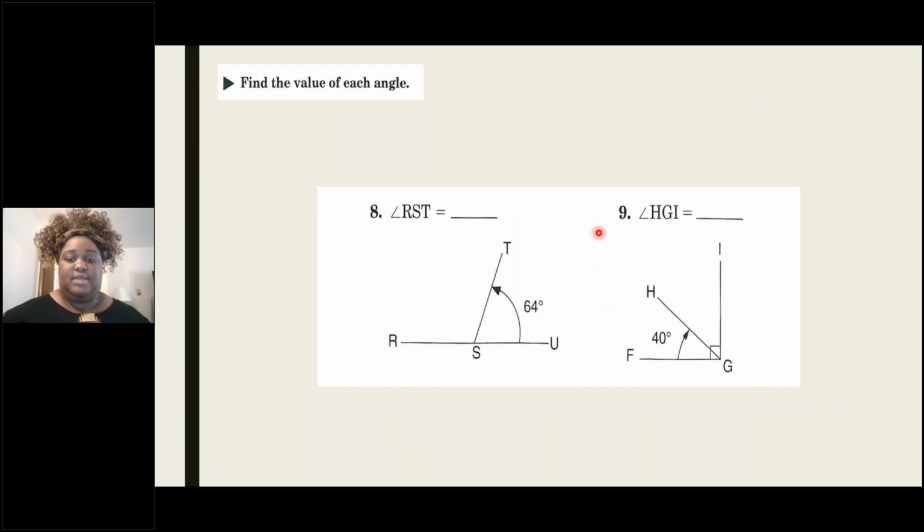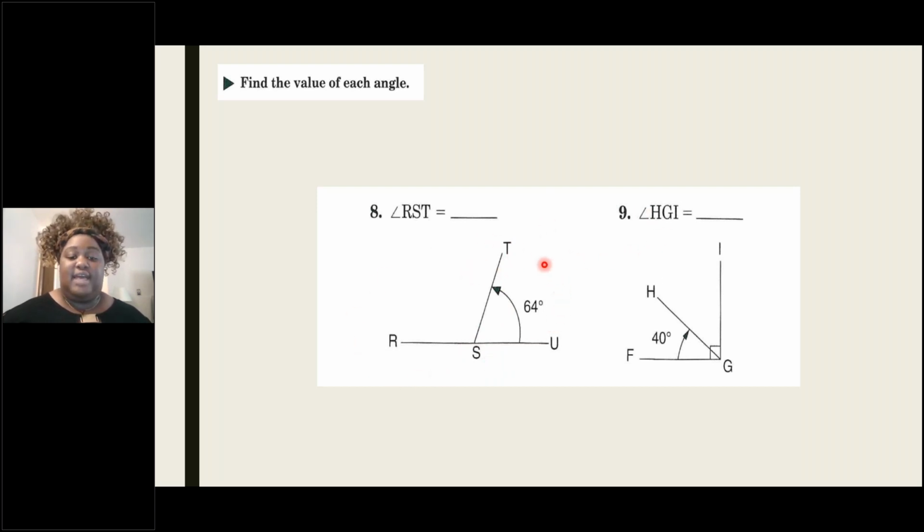So here's two examples. Let's go through these together. I have two angles here, angle RST and angle TSU, and they want us to figure out what angle RST is. Remember, I'll walk you through this first one, then I'll give you a chance to do the second one.